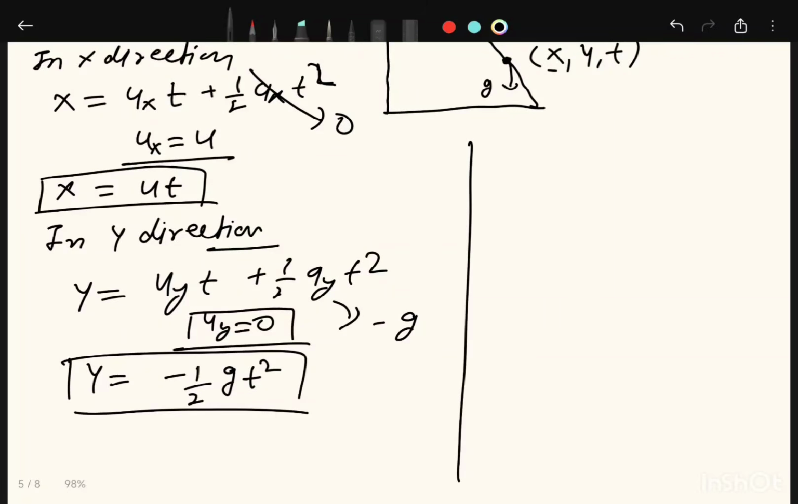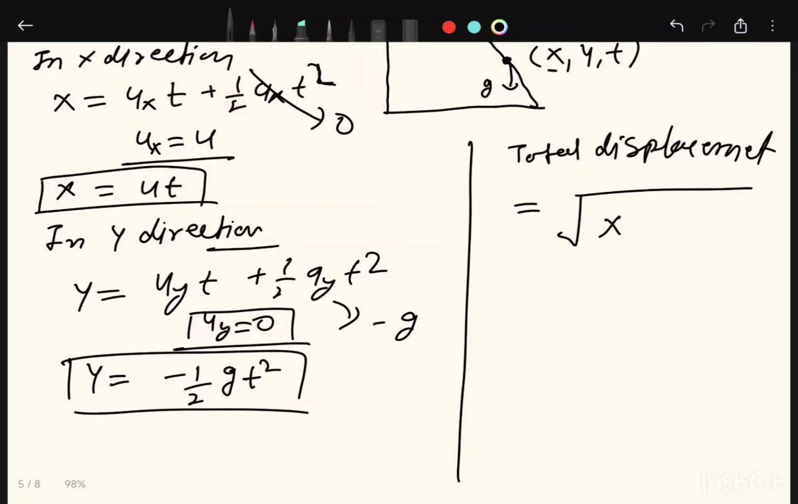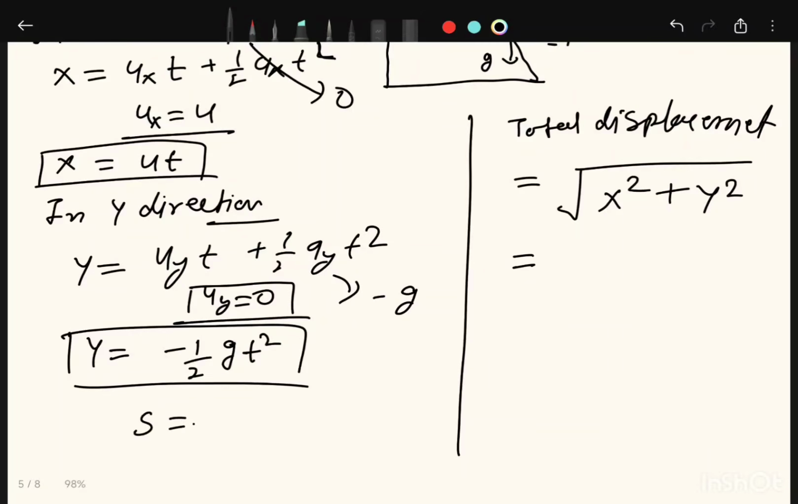So the total displacement will be what? Square root of x square plus y square, right? We are just taking the magnitude of displacement. Otherwise, you can also write the displacement like this, as equal to x i plus y j, as equal to ut i cap minus 1 by 2 g t square j cap, right?